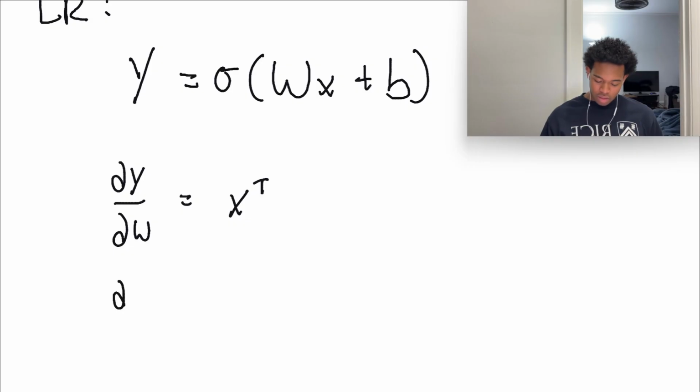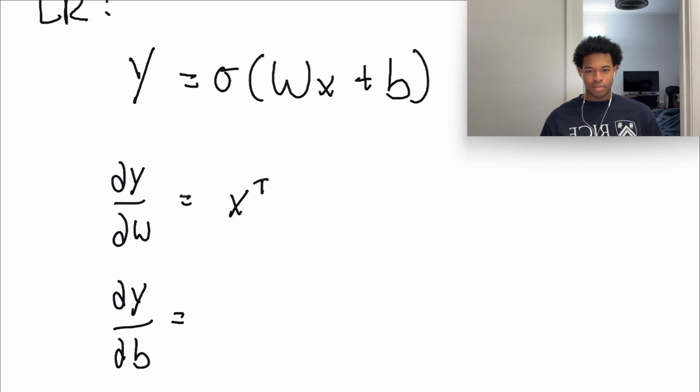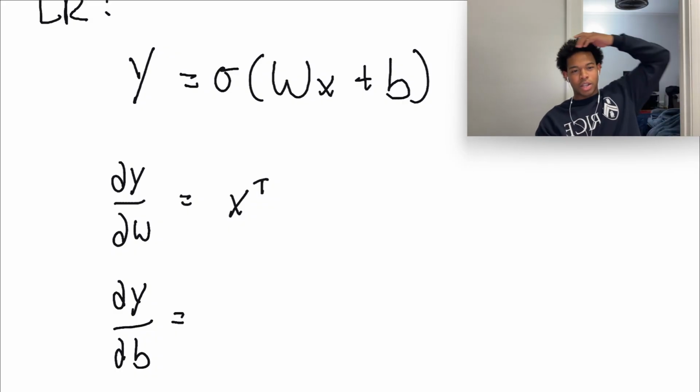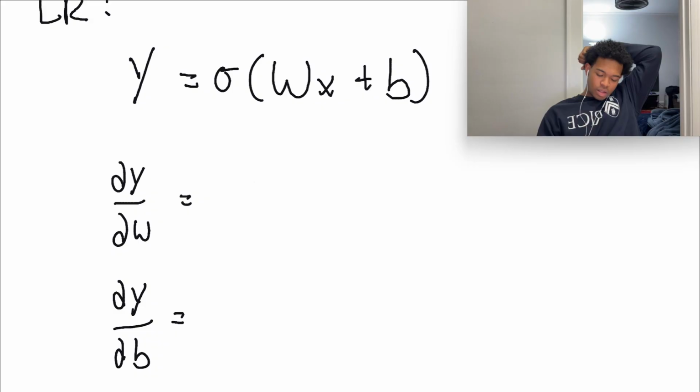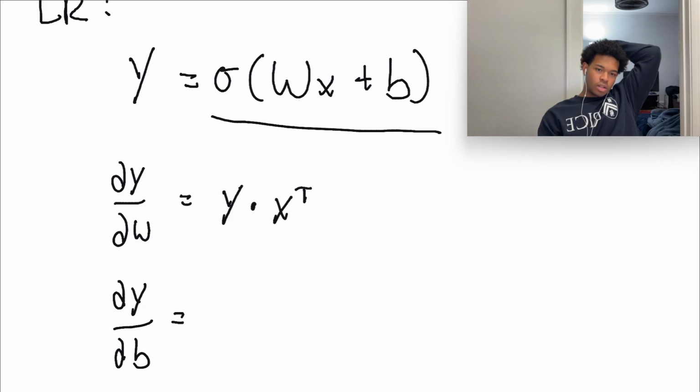And then the derivative of y with respect to b. I'm missing something, man. It's 1. But we're not. It's like we're supposed to do, it's almost like it's y times X transpose. You know what I mean? It's like you're supposed to do this. You're supposed to do the outside gradient, but that would actually be.